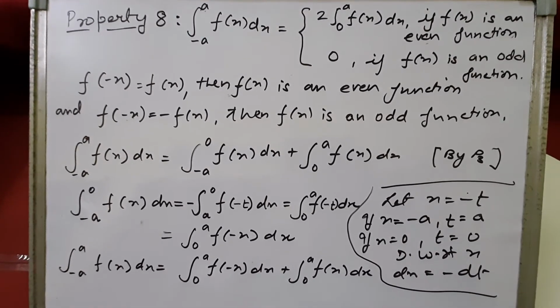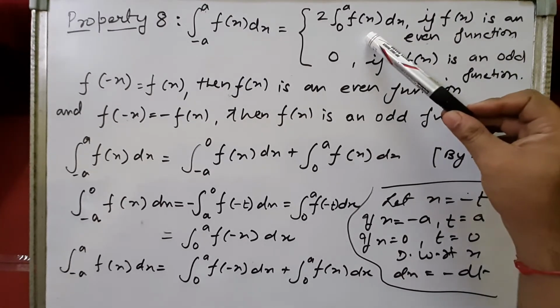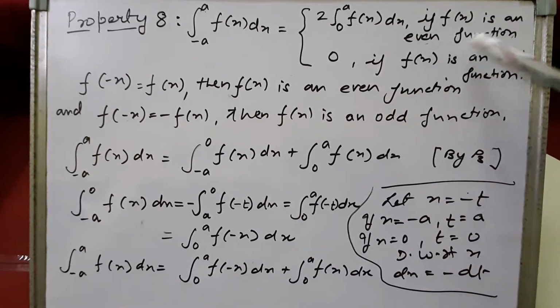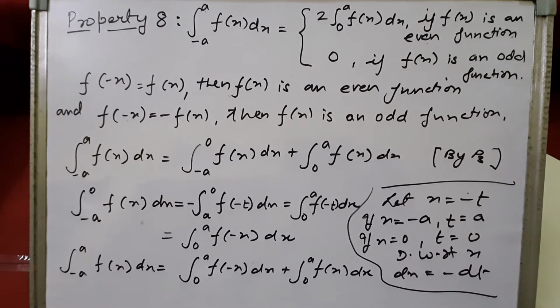Okay children, let's see another property. This is property 8. It states that the integration of minus a to a f(x) dx has two solutions. It can be represented as 2 times the integral from 0 to a of f(x) dx if f(x) is an even function, and the value of this integration will be 0 if f(x) is an odd function. Now let's understand what is an even and odd function.